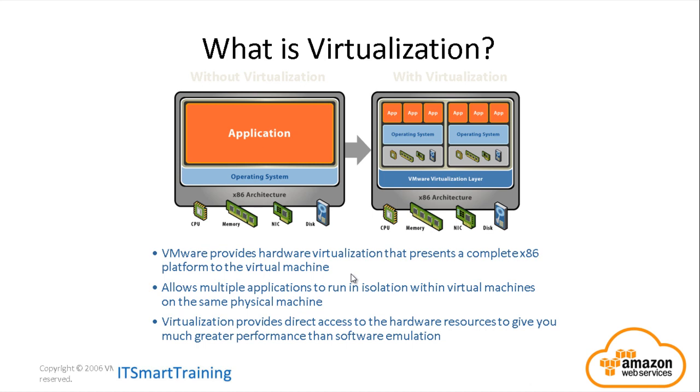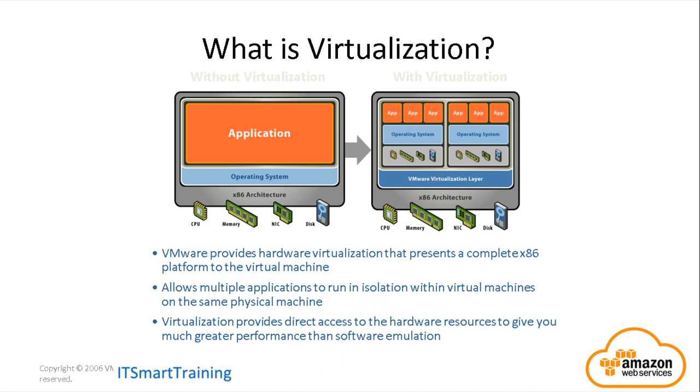Here we point out some definitions, or some points are mentioned over here. If we use VMware, VMware provides hardware virtualization that presents a complete x86 platform to the virtual machine, but that is a very outdated virtualization technology. Now we are using x64 virtualization technology, which is 64-bit based. It allows multiple applications to run in isolation within a virtual machine on the same physical machine. I already told you there are isolations, because if we use multiple virtual operating systems, the applications use them in an isolated way.